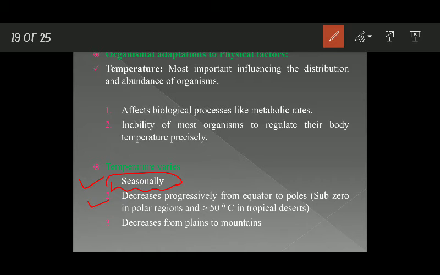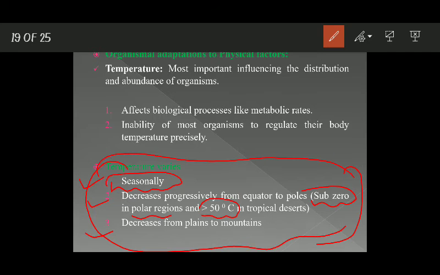Okay, you can find sub-zero temperatures, you can find negative temperatures in polar regions, and this temperature can go beyond 50 degrees Celsius in tropical deserts. Okay, and moreover, this temperature also decreases as we move from plains to mountains. As we move from plains to mountains, temperature goes on decreasing.